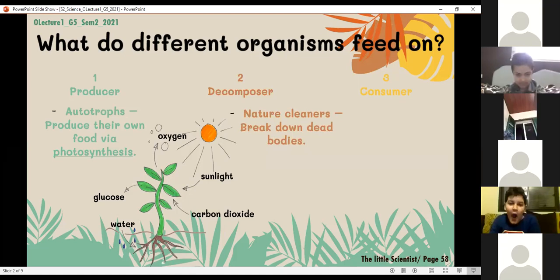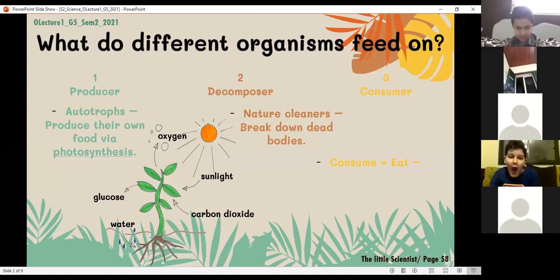Consumers. We have 3 types of consumers. According to what they eat, we call them consumers because they consume their food. And there are 3 groups of consumers. What are these 3 groups, Malak?